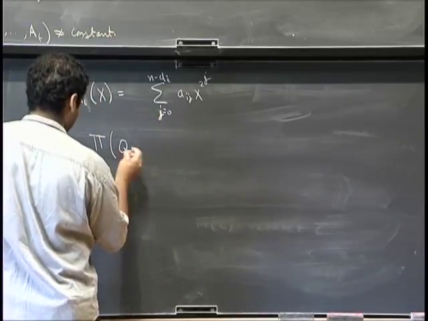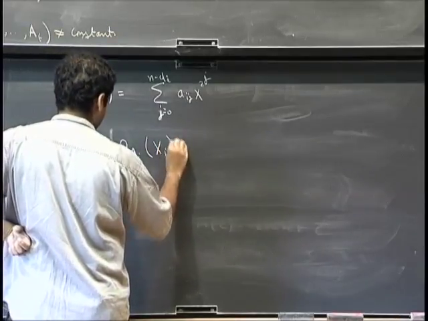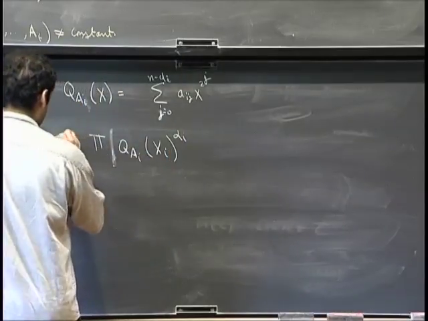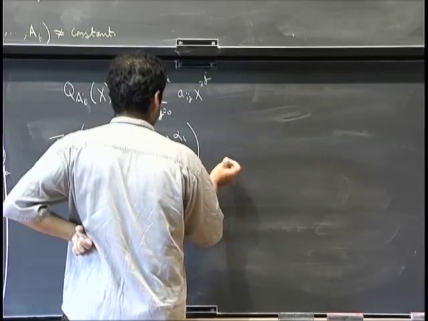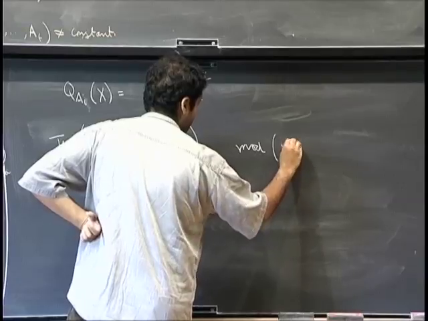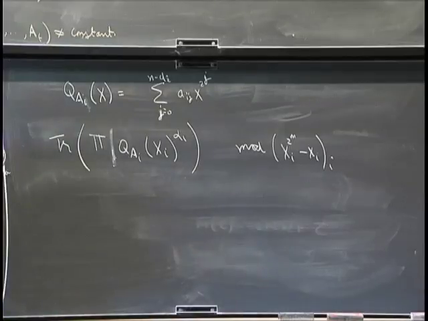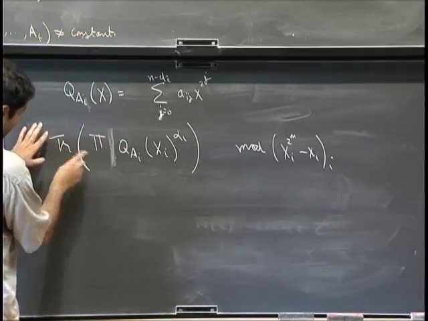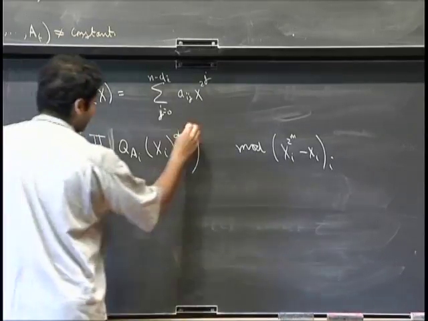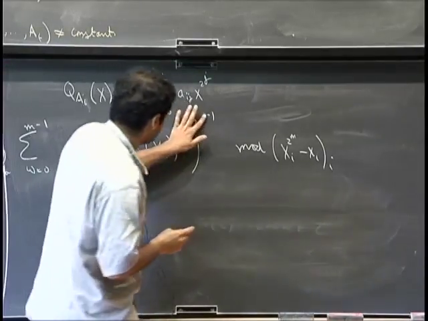So the product of QAI of xi to the alpha I, and the trace of this, and then reduce it mod xi to the 2 to the m minus xi for all I. The trace is just again the sum over all w going from 0 to m minus 1 of this to the 2 to the w, mod x to the 2 to the m minus x.